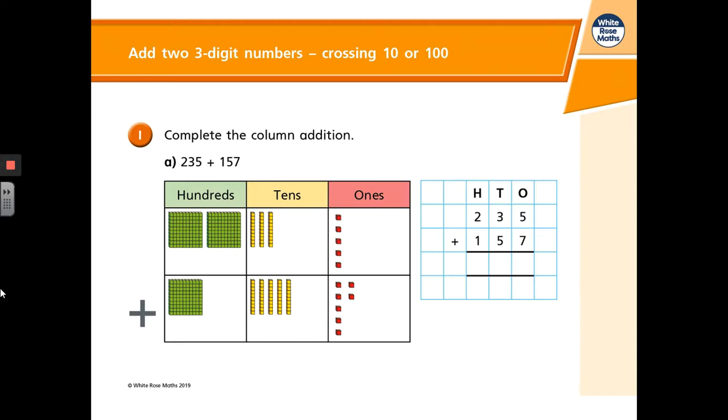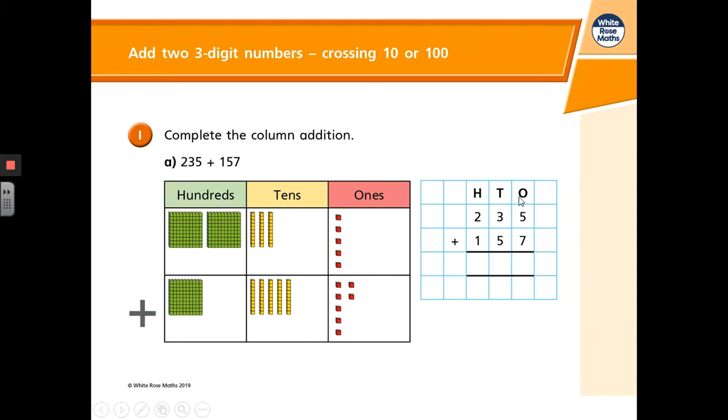Okay, so today we are adding two 3-digit numbers and we will be crossing both tens or hundreds, so it depends on our question. So for our first question, you are going to complete the column additions. So your first one is 235 add 157. Now you've got your place value chart there with your base 10 in, so you can use that to help you by counting up, crossing out and exchanging, or if you want to, you can just have a go at doing our column method like we spent our time practicing recently.